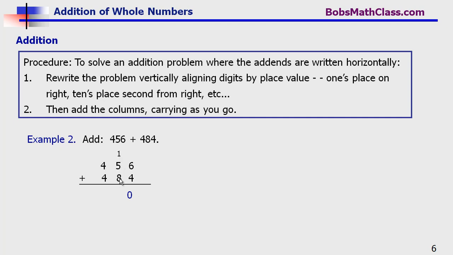Then add this column. 5 and 8 is 13, plus 1 is 14. So put the 1 above this 4, and the 4 below. And then add these three numbers. 4 and 4 is 8, plus 1 is 9. So that's your answer, 940.